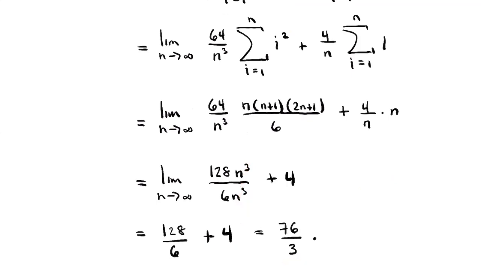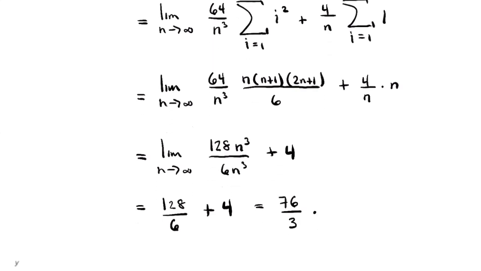So there you go. Congratulations. You've computed the definite integral of x squared plus 1 from 0 to 4 by taking the limit of Riemann sums. Quite a calculation. What does the calculation mean?